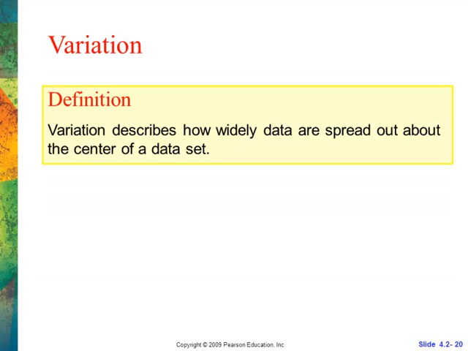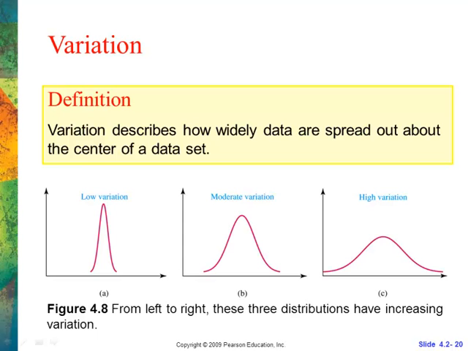Now variation talks about how wide the data is spread. Notice here we have 3 graphs. In this one, all the points are very close to the mean, so we have a small variation. Here we have high variation because the points are all very far apart. Notice they have the exact same mean, but they're spread out. And so you can only really look at variation compared to other things.